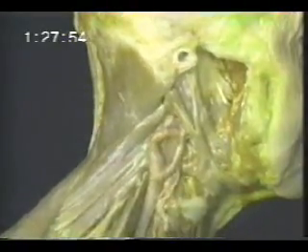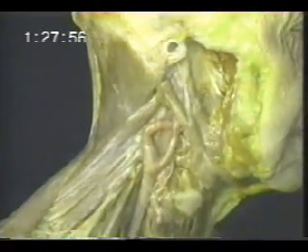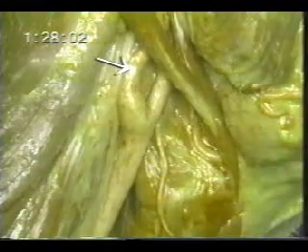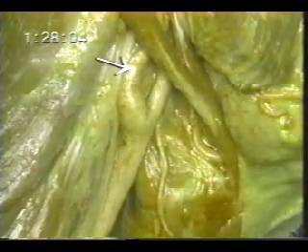At the bifurcation of the common carotid, which is better seen in this more typical specimen, there's a widening of the carotid sinus. Usually, the internal carotid artery runs almost straight upwards. But in this dissection, the one we'll be following, it takes quite a forward curve.